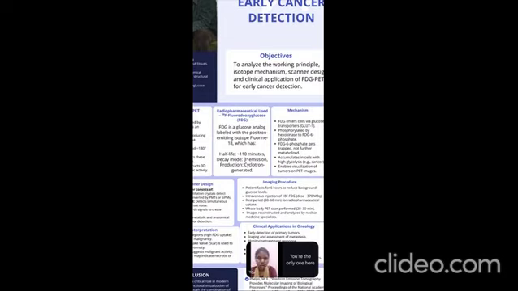Radiopharmaceutical used: fluorodeoxyglucose is a glucose analog labeled with the positron emitting isotope fluorine-18. It also has beta plus emission and is produced in a cyclotron.